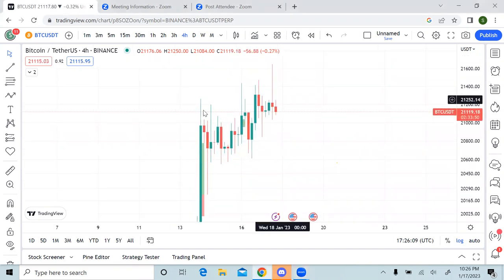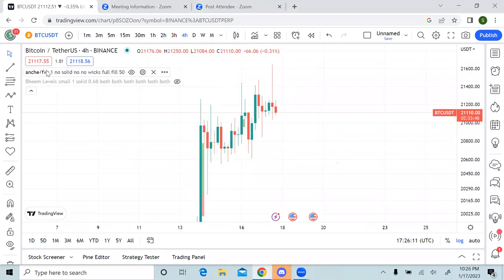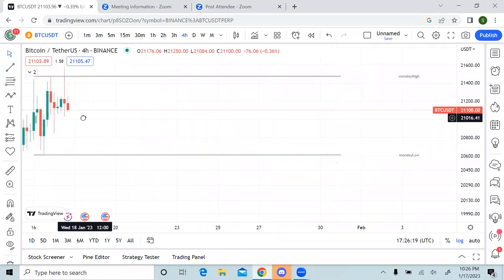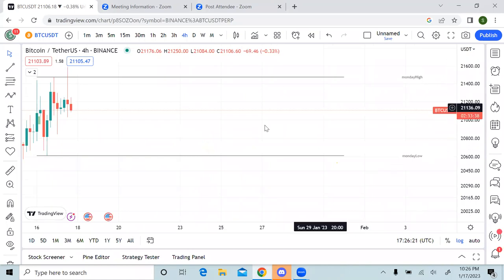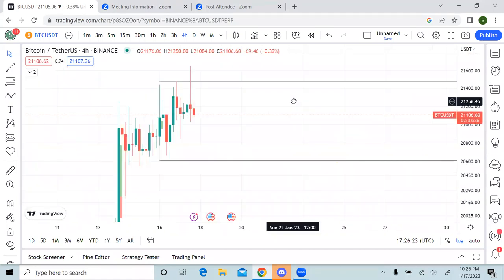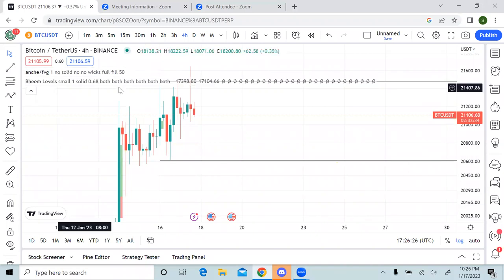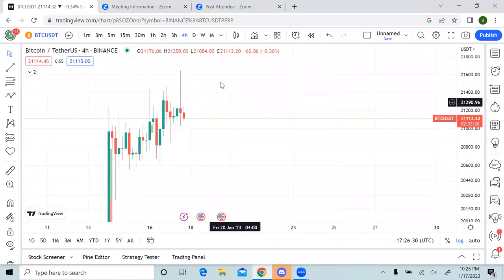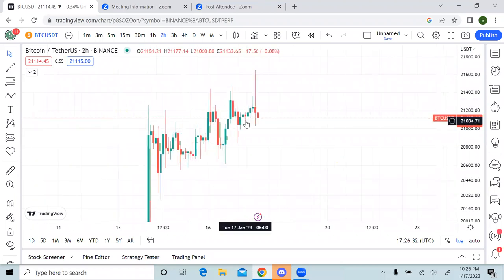I will prefer, look at, these are my two indicators. Everyone knows I use this one and the levels one, because with one click it gives me the whole Monday range here: Monday high, Monday low. So I use these two indicators. I don't ever use others.